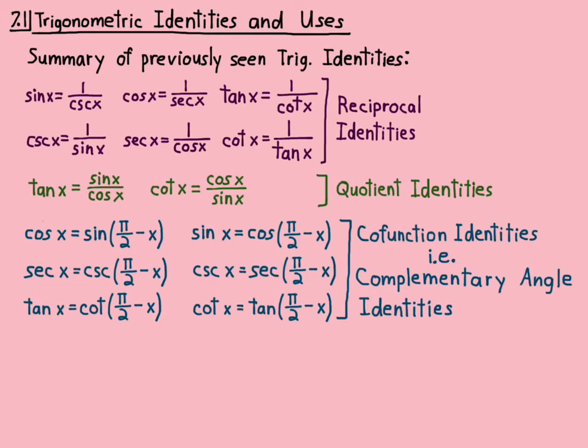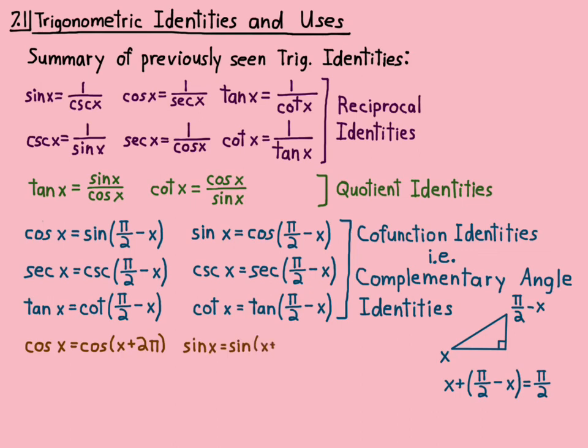Pi over 2 minus x, remember, is the complement angle to x, because if you add x and pi over 2 minus x, you get pi over 2, which is 90 degrees. Complementary angles add up to 90 degrees. Okay, and so I labeled those here to remind you of what's going on with those.